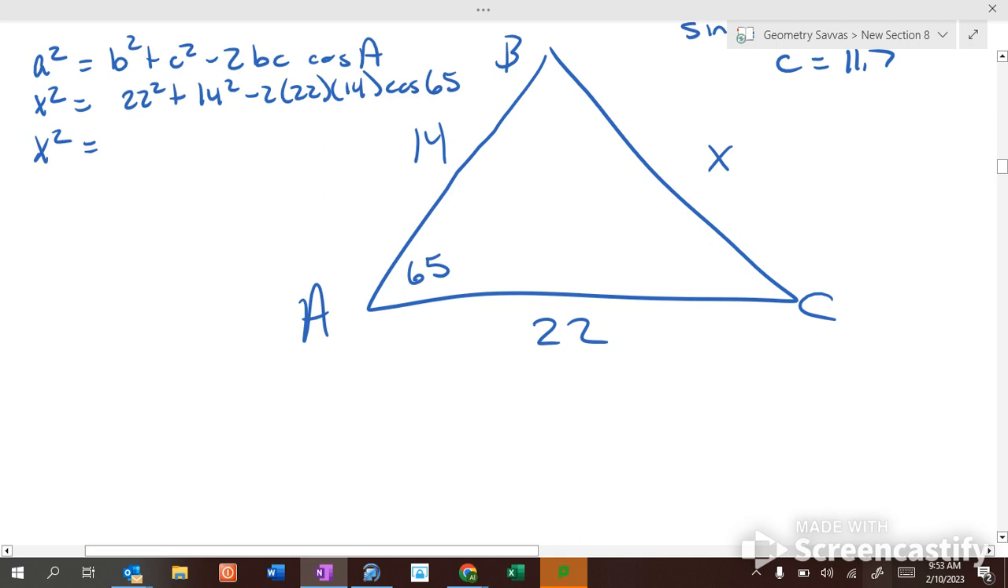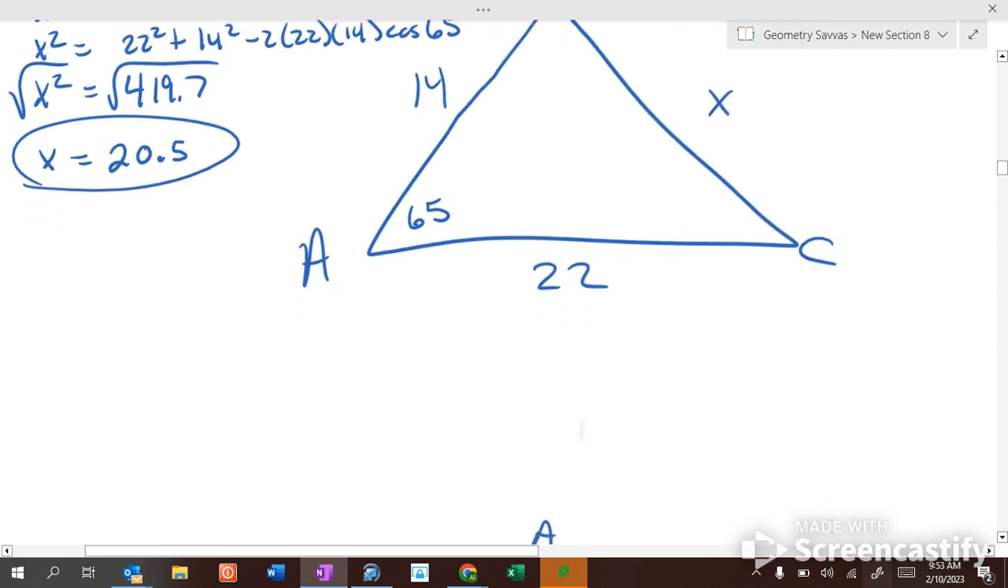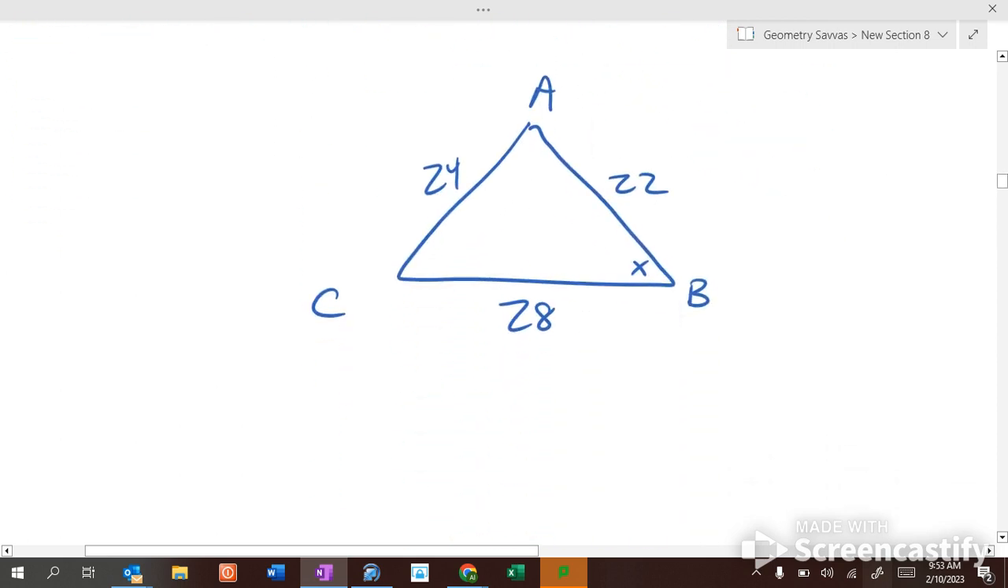So you punch all that straight into your calculator just the way it is. 22 squared plus 14 squared minus 2 times 22 times 14 times the cosine of 65. 419.7. And then we take the square root of each side because that's what x squared is. We want x, and x equals 20.5 to the nearest tenth. Okay, 20.5. Okay, that was to find a side.